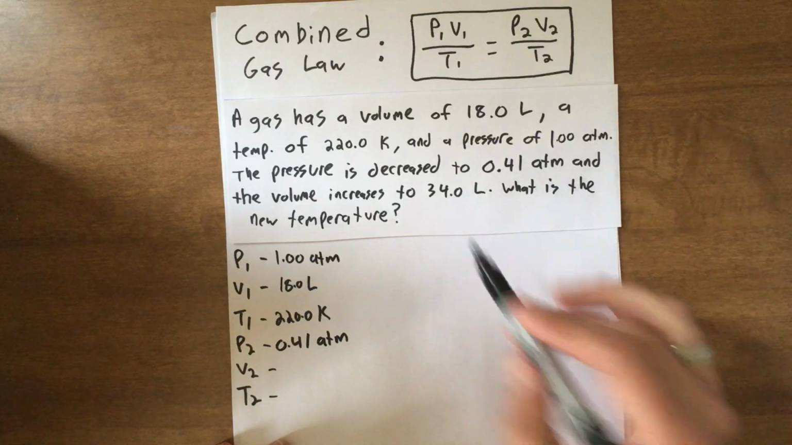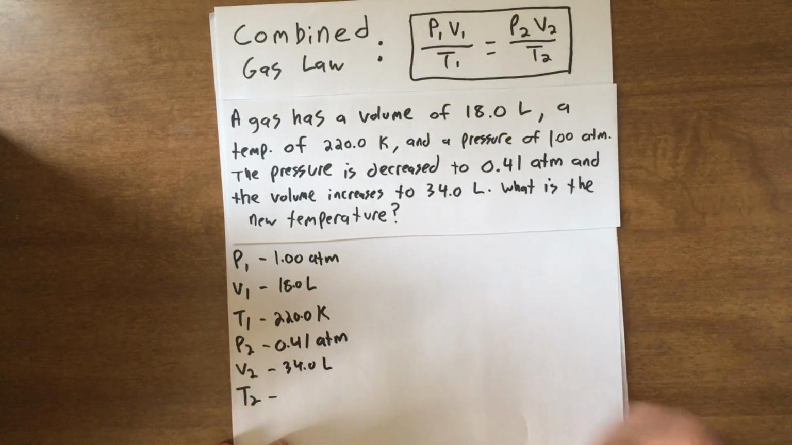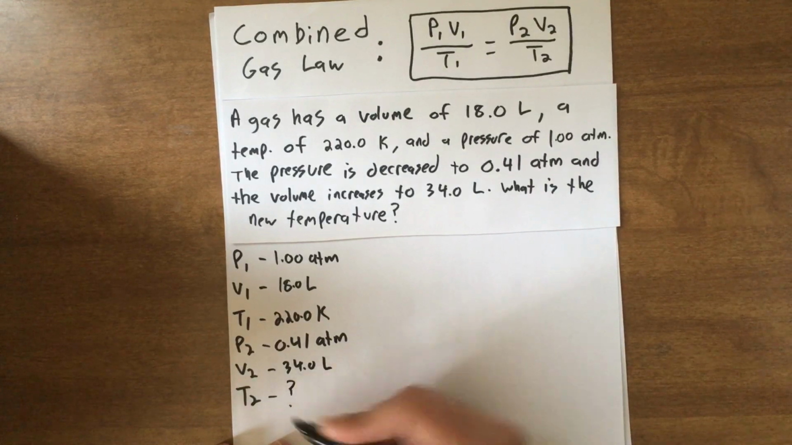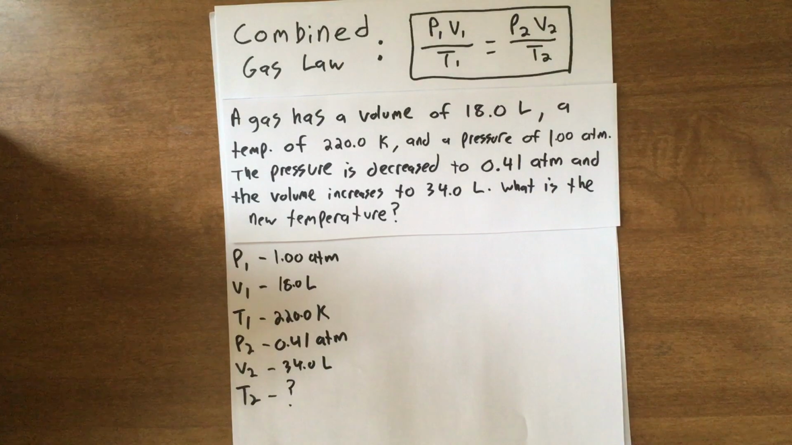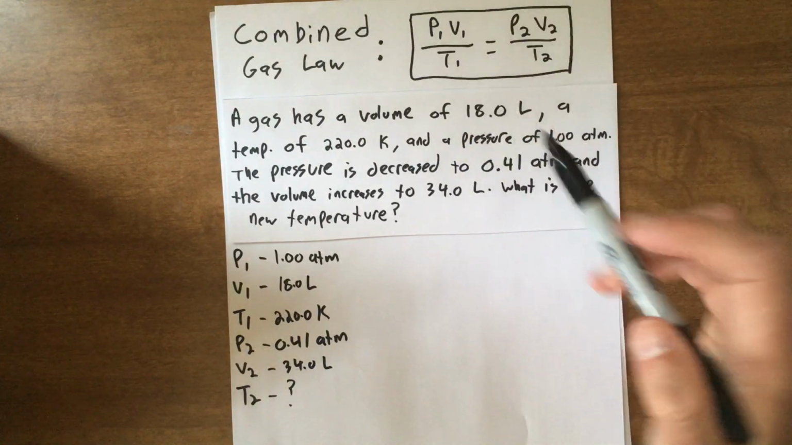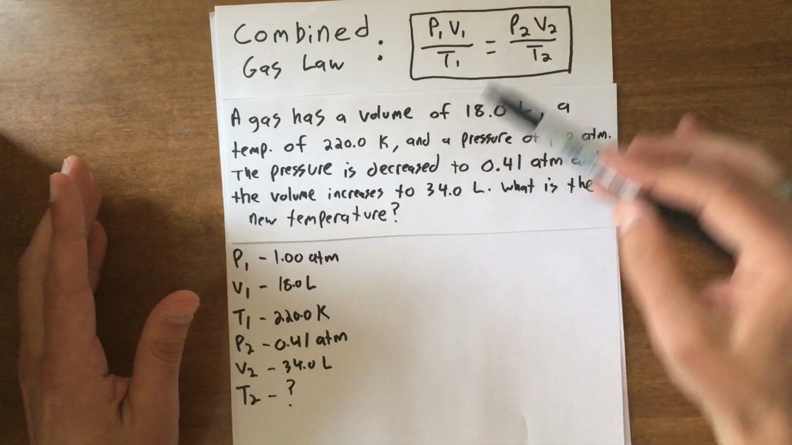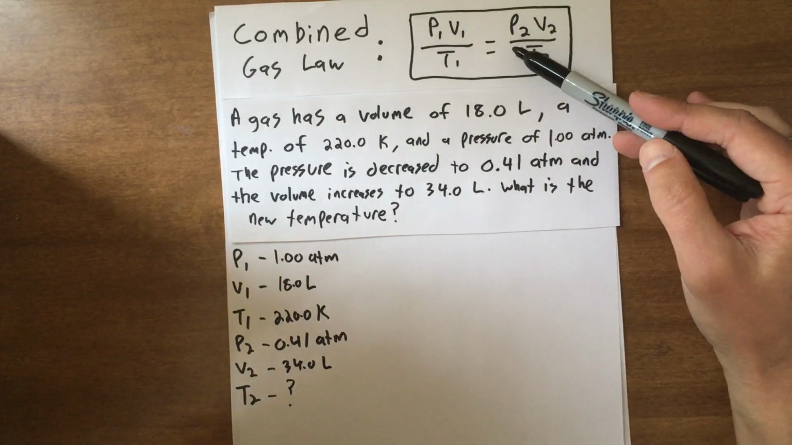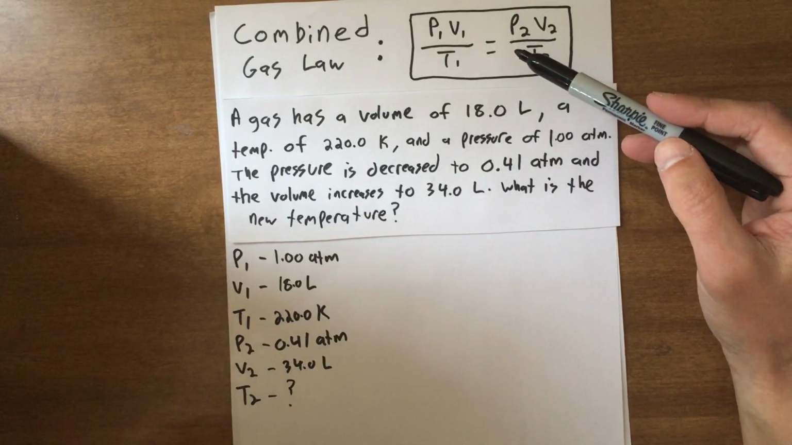And the volume is increased to 34 liters. What's the new temp? Okay, so we're looking for T2, which is this guy on the bottom here. All right, so I've been teaching that you take all this information and you plug it into this equation here. And I think that's, in my experience, what students prefer to do.